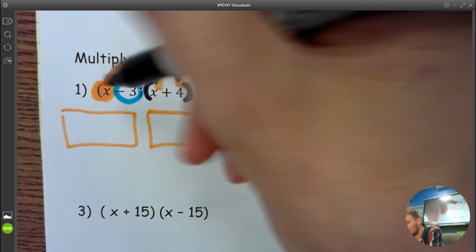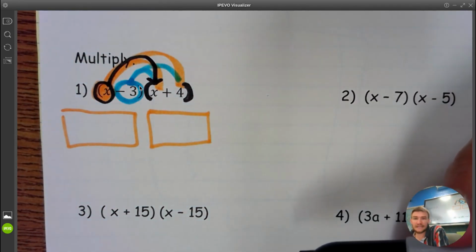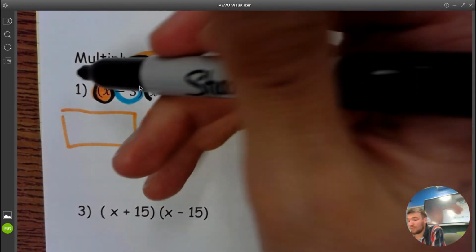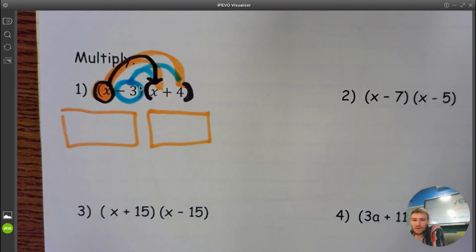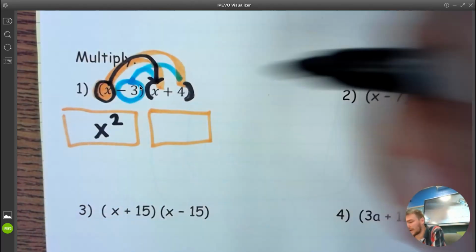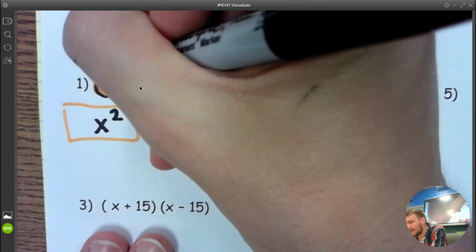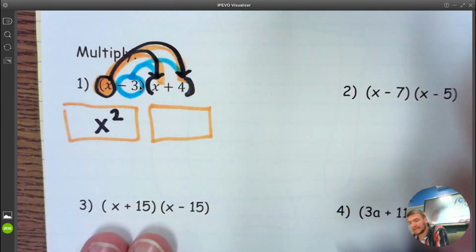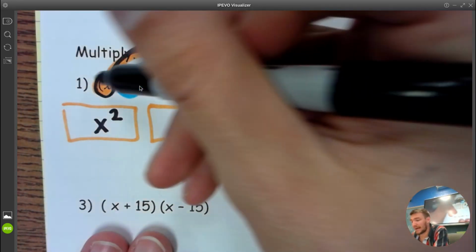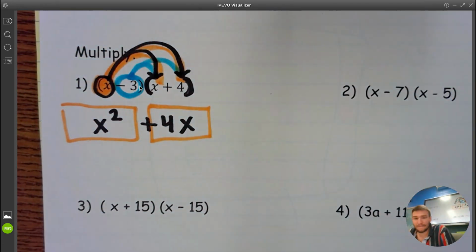So we're going to start with the orange. What is x times x? X squared. When you multiply letters, you count them up, right? So we got 1x and 1x. That makes x squared. What is x times 4? Sorry, I'm getting a little distracted by talking here. Plus 4x. X times 4 is 4x.